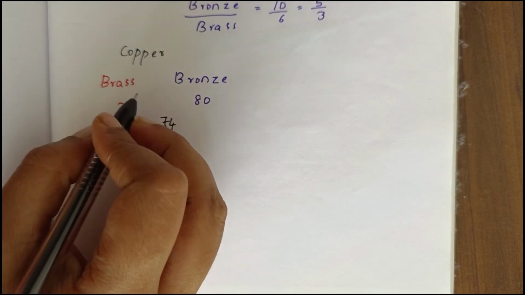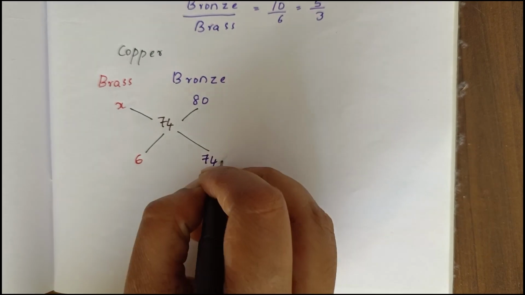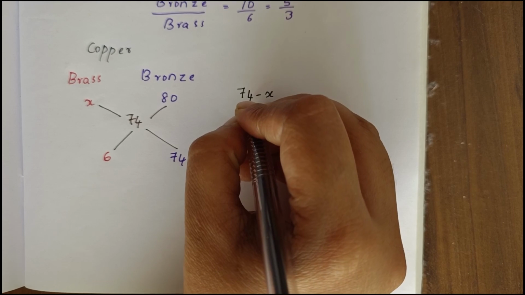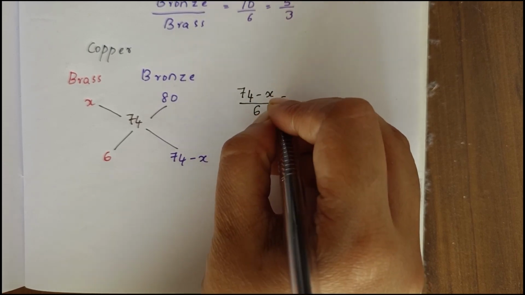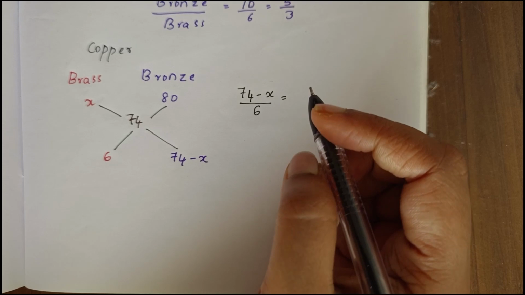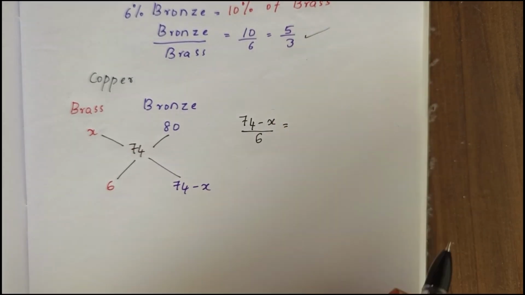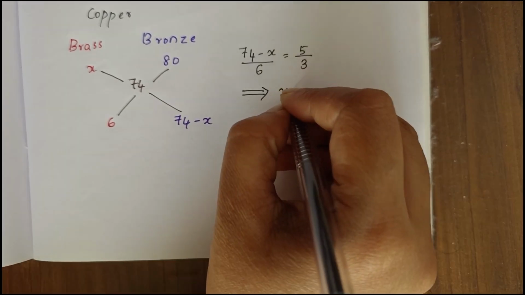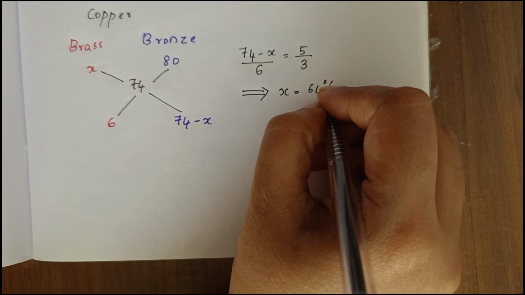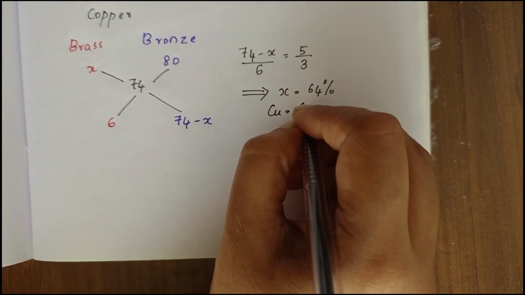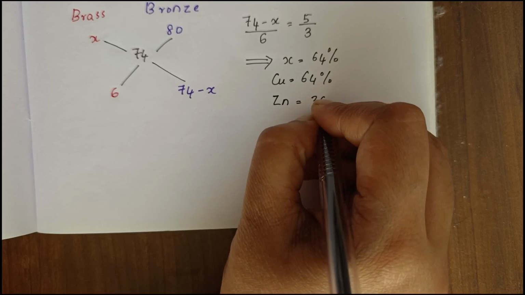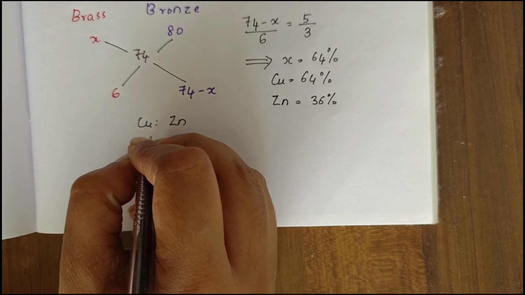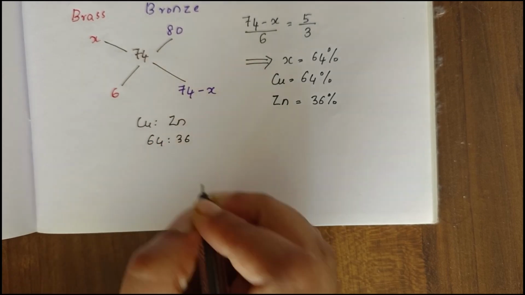80 minus 74 is 6 and 74 minus X. So 74 minus X divided by 6 is actually, we know the ratio of brass to bronze, that is 5 by 3. So 74 minus X by 6 is equal to 5 by 3, and from that we can get the value of X, which is 64%. So if brass contains 64% of copper, then the percentage of zinc is 36%. So the ratio of copper to zinc is 64:36, that is 16:9. So that is how you solve this question.